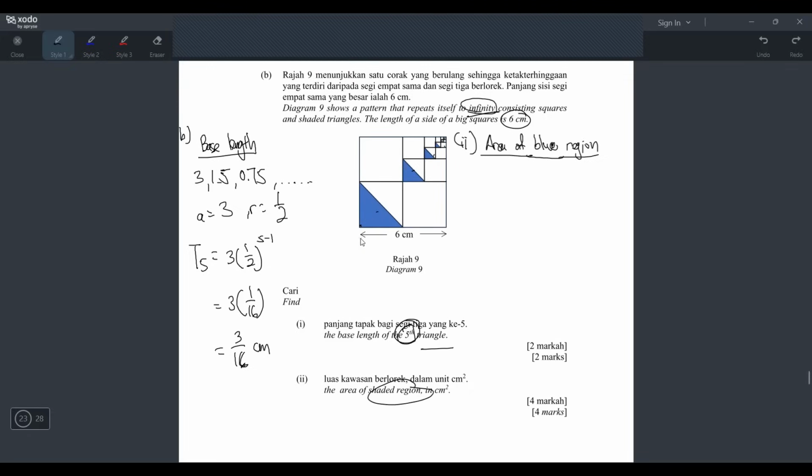So it means you are taking area of triangle plus area of triangle plus area of triangle plus until infinity. It means you are finding S infinity. But you cannot use this progression to do S infinity. That one is base length. You have to form a new progression using the area.